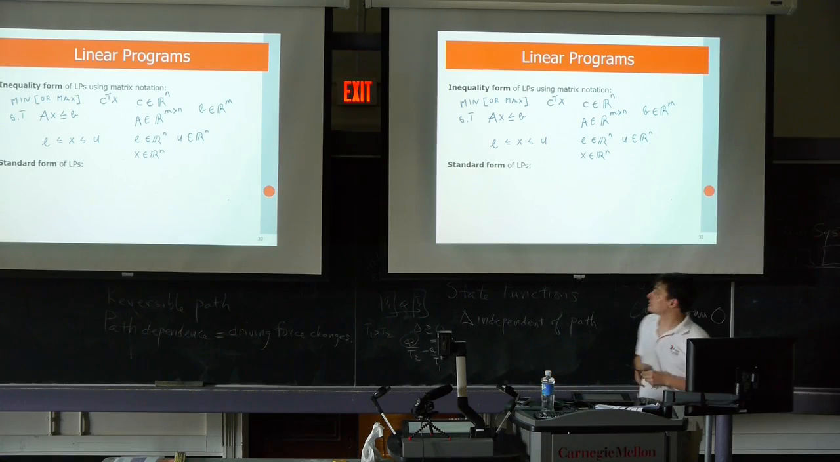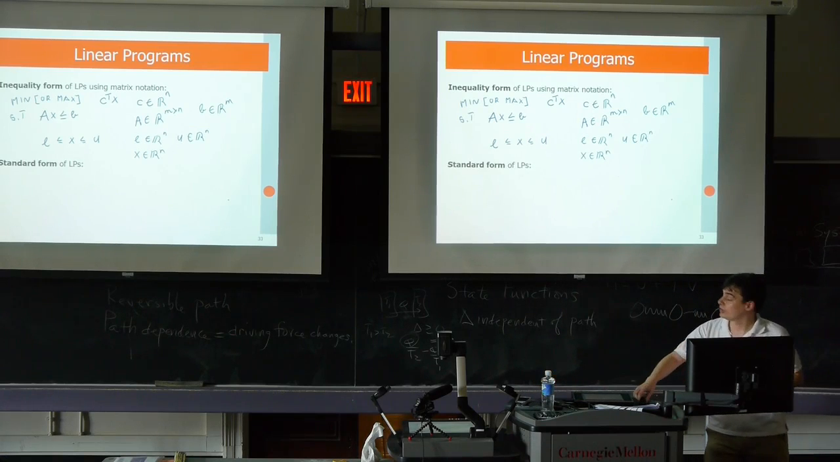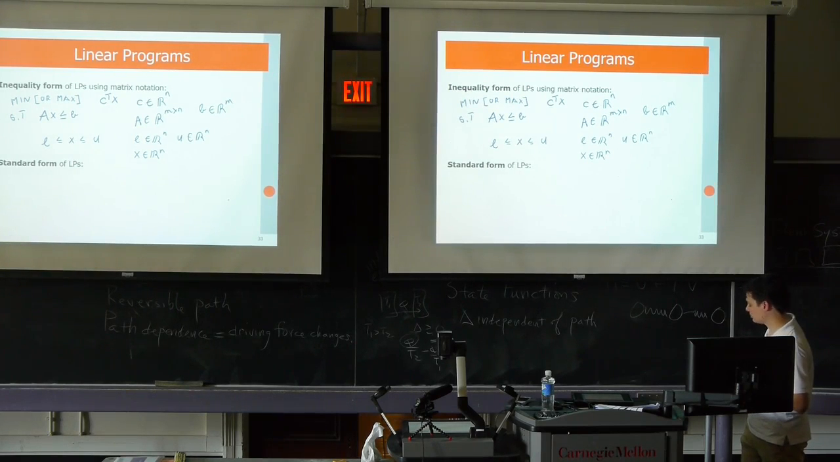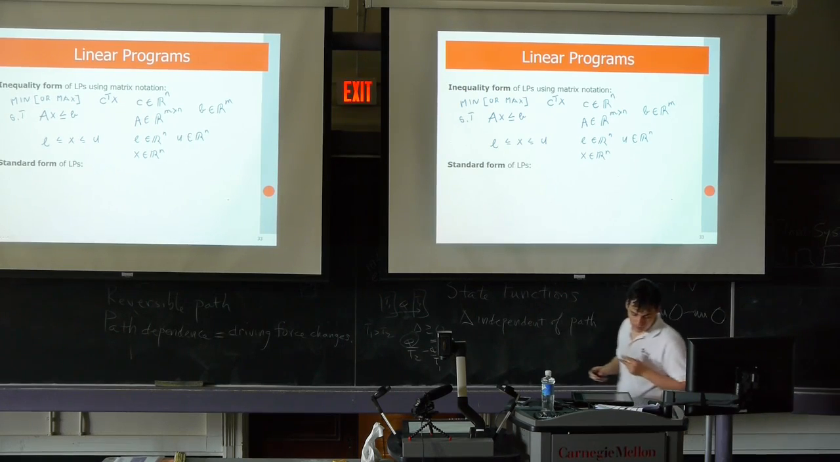Okay, so we already discussed this actually. This is what's called the inequality form of linear programs, using matrix notation. We want to minimize or maximize the cost function C transpose X, where X is in the n-dimensional Euclidean space. We have some linear constraint A X is not bigger than B, and the X vector is between L vector and U vector, where between is a coordinate-wise ordering. Okay, so this is the inequality form.